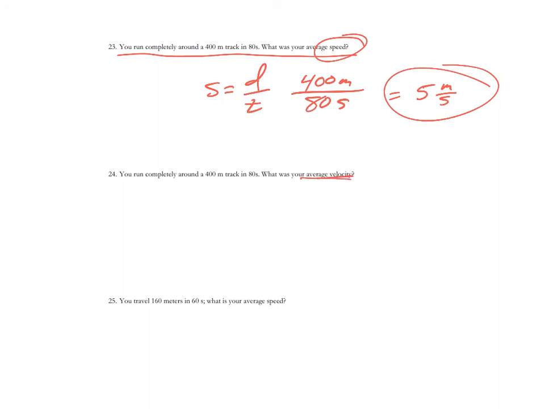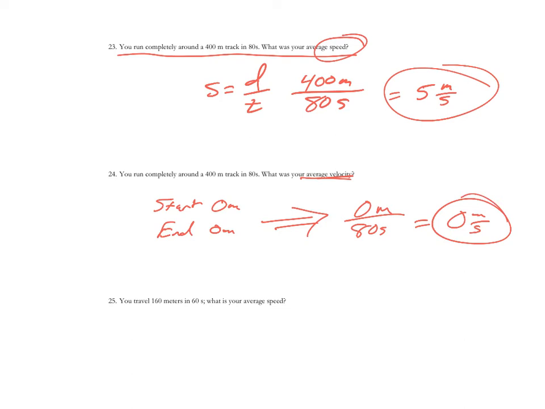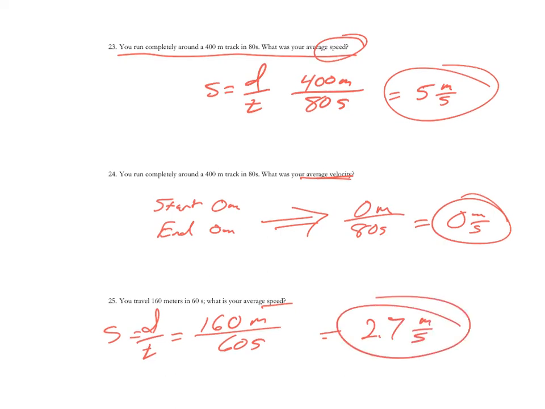Now they want velocity. We started at 0. We ended at 0. I think you can see where this is going. Displacement is 0. 80 seconds. My velocity is 0 meters per second. Speed, all I care about is distance and time. My distance is 160 meters in 60 seconds. You throw that in your calculator, you're going to get 2.7 meters per second. Speed doesn't have a direction.